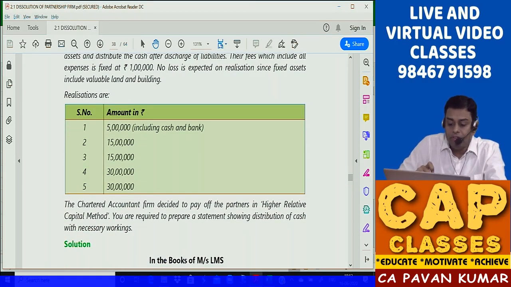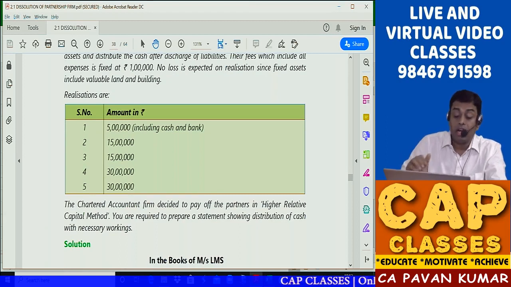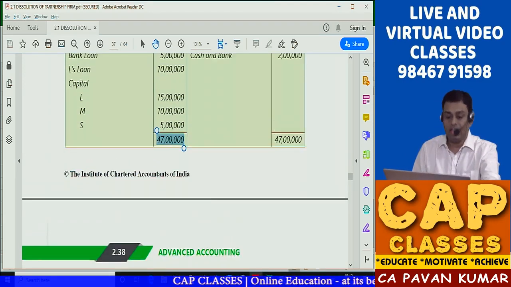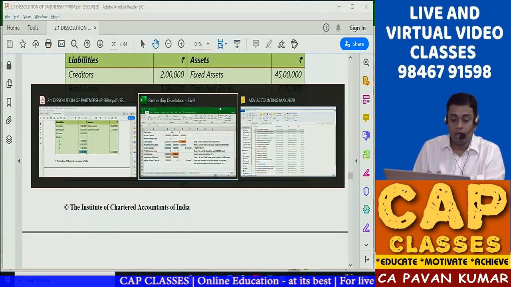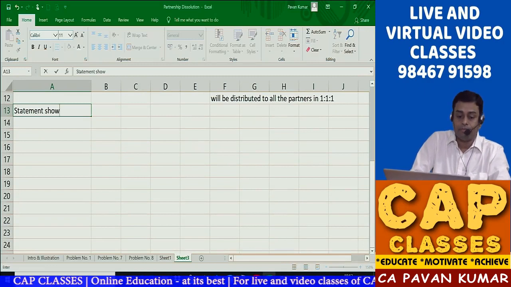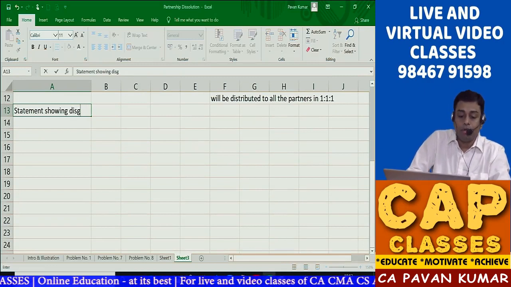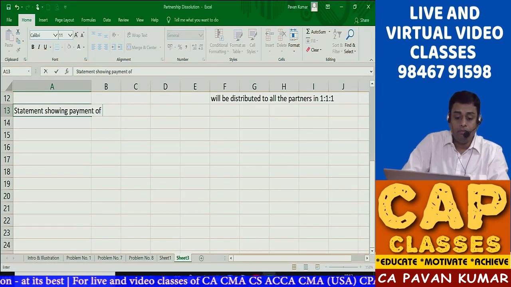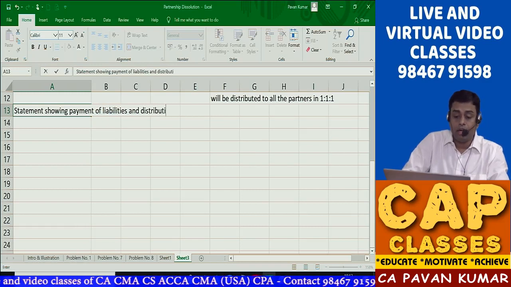The chartered accountant firm decided to pay off the partners by the higher relative capital method. You are required to prepare a statement. Shall we do it? So what are we supposed to do? We are supposed to write a statement showing payment of liabilities and distribution of cash to partners.